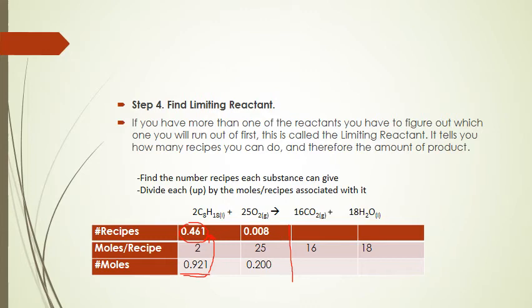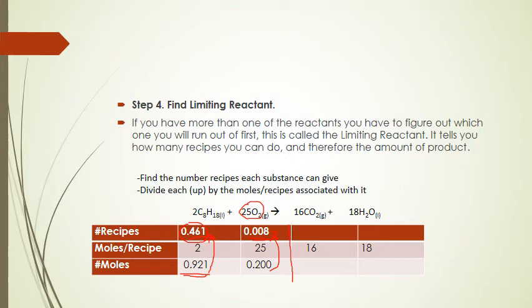Okay, so now just ignore this. Don't worry about it. Then go over here and figure out how many recipes you can get with this. You divide the 0.2 by 25, and you come up with 0.008 recipes. So with the oxygen, you can only do the reaction 0.008 times with 0.2, and with the octane you can do it this many times. So you're going to run out of the oxygen before you run out of the octane.